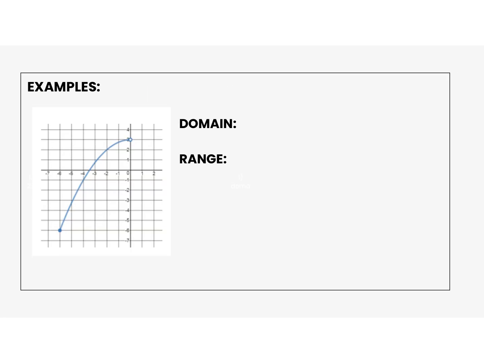All right, so let's look at the first one. Remember, domain is our x values and range is our y values. That's the easiest way to think about it. So if I look at all my x values from left to right, I start at -6, and that is a closed circle down here. So I'm going to include -6, so that's a bracket. And then I go all the way to 0 with an open circle up here at 0, 3. So that is a parenthesis because it's not included.